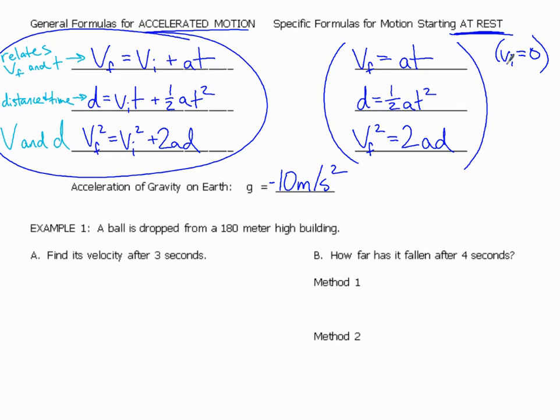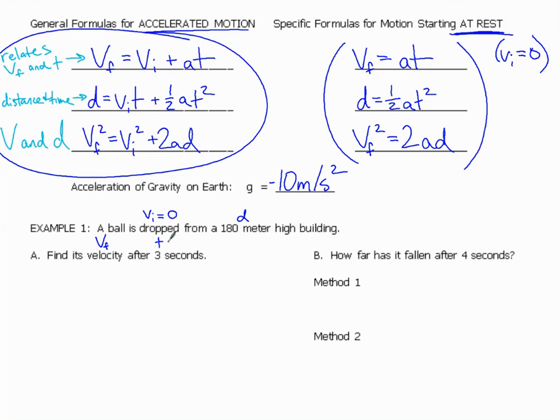So in example 1, a ball is dropped from a 180 meter high building. First thing we should probably do is figure out what we're talking about here. A ball is dropped. This tells me that initial velocity equals 0. From a 180 meter high building, that's distance. Part A, find its velocity after 3 seconds. So we're looking for velocity. This will be VF really. After 3 seconds, and that's T.